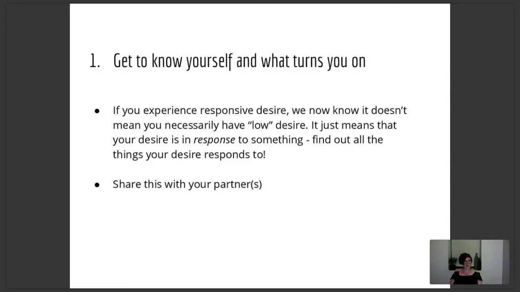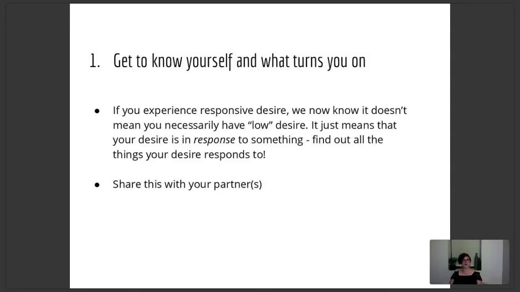So if you are someone who experiences responsive desire specifically, we now know that it doesn't mean you necessarily have low desire, which might have been kind of a label you've internalized. It might not mean that. It might just mean you have responsive desire. So you get turned on in response to something.